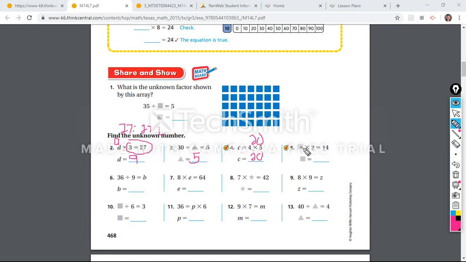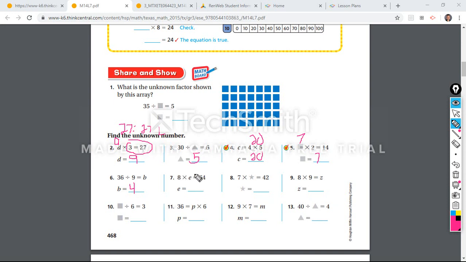Okay? The square times 2 equals 14. So what times 2 equals 14? Nura? Good. Yes. 7. Square equals 7. 7 times 2 equals 14. Hala, 36 divided by 9 equals what? 9 times what equals 36? Yes, 9 times 4. Okay, 8 times E equals 64.